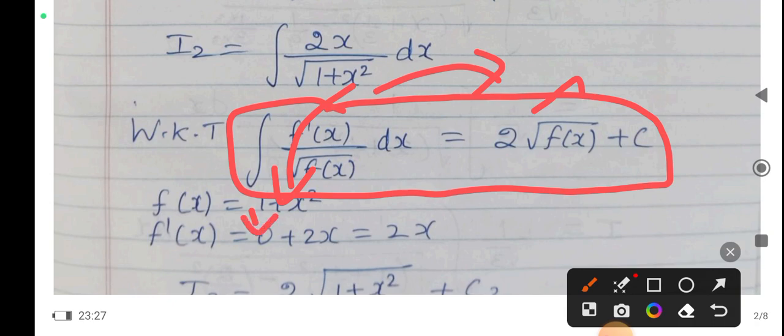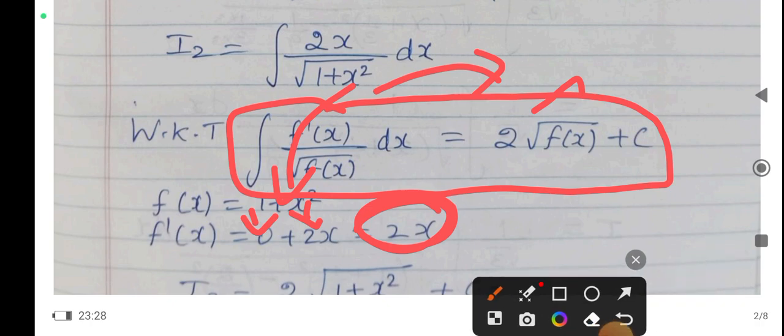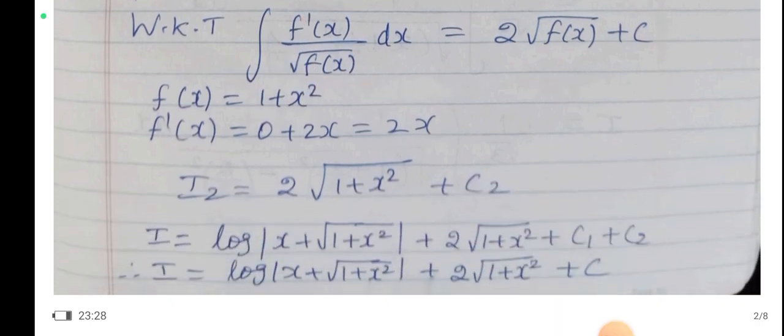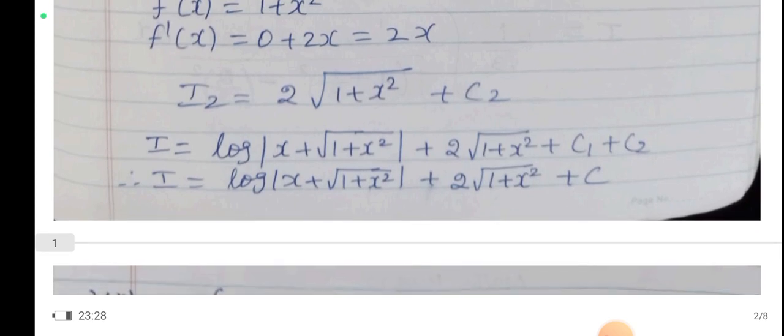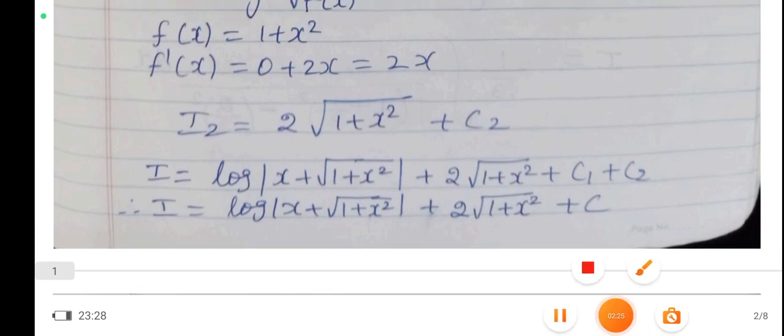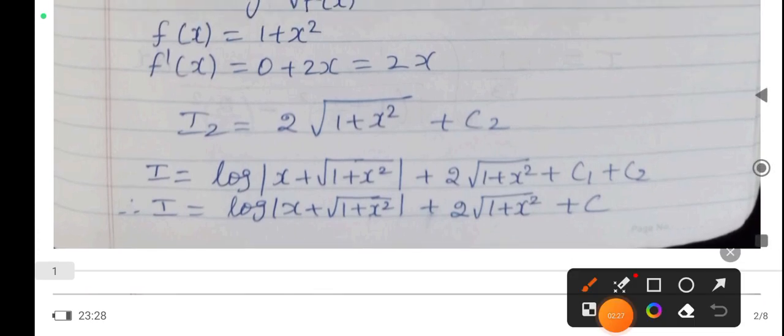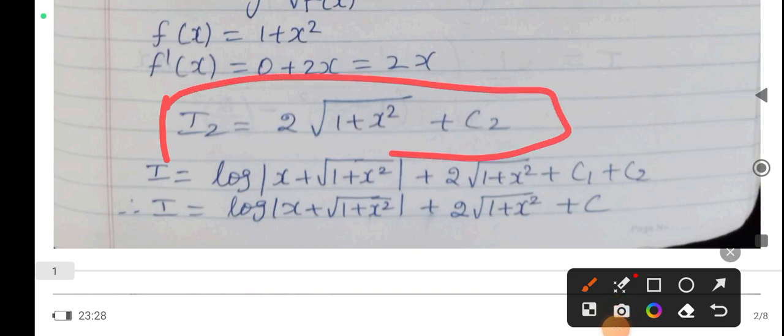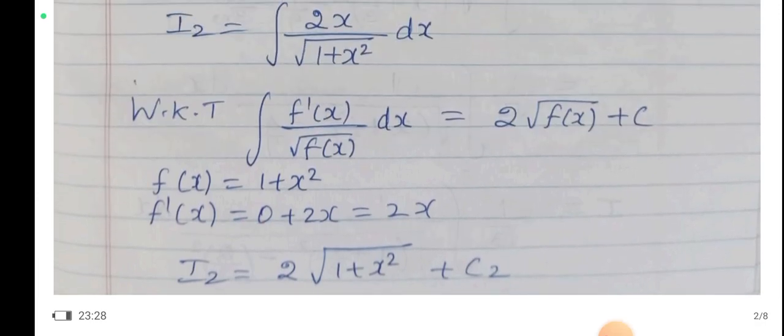Differentiation of 1 is 0, differentiation of x square is 2x. So f dash of x we are getting as 2x. Once we get like this, we can directly write 2 root f of x. So 2 root 1 plus x square plus C2. Is this clear? So I1 we got, I2 we got. Then you just apply I equals I1 plus I2 hopefully.